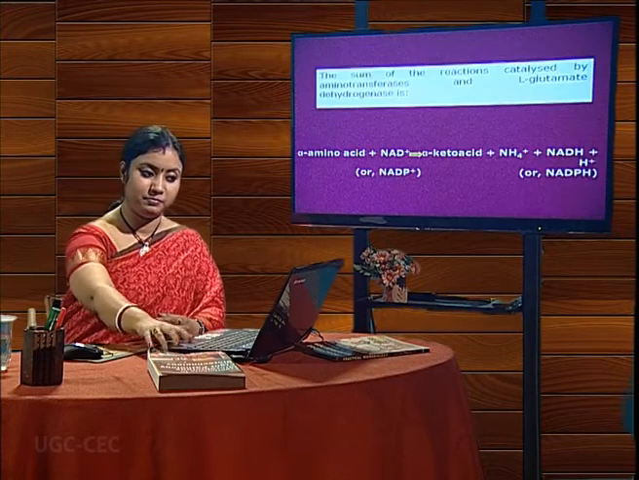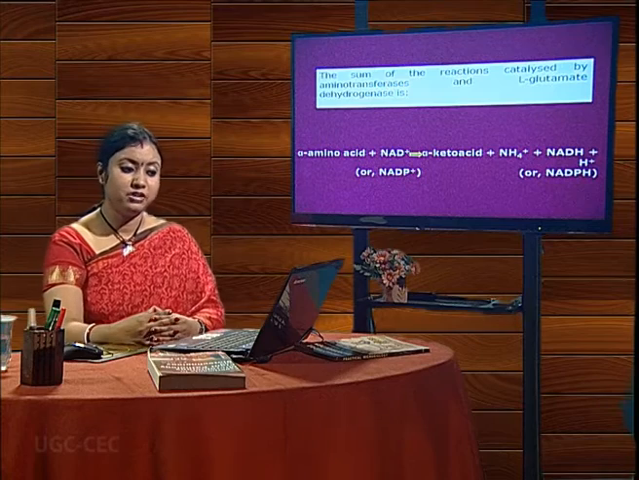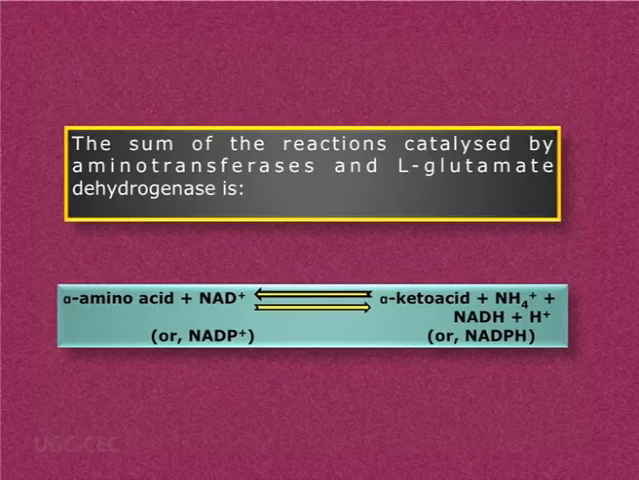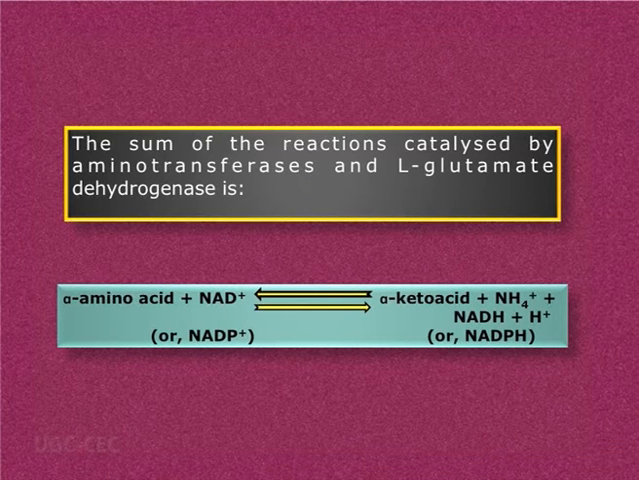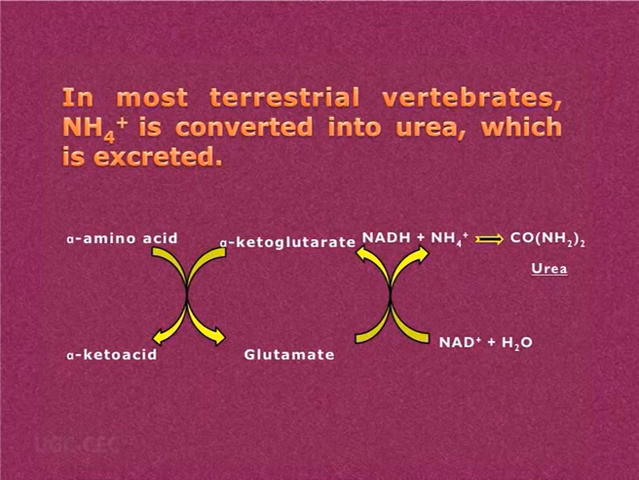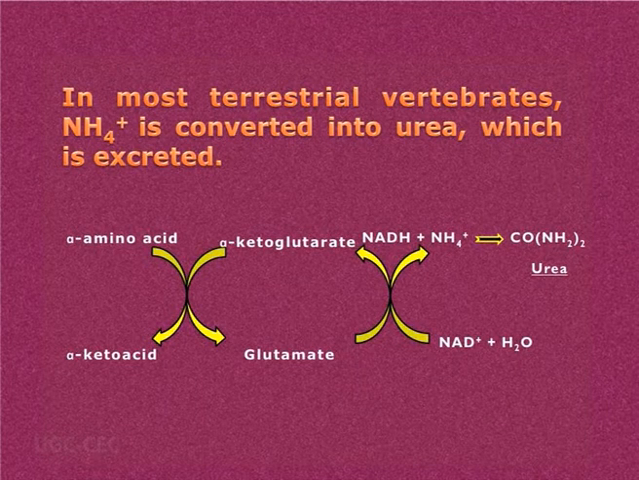is PLP. The sum of the reactions catalyzed by aminotransferases and L-glutamate dehydrogenase is as follows. Alpha amino acid reacts with NAD+ or NADP+, resulting in the production of alpha keto acid, ammonia, and NADH, H+ or NADPH. Now to summarize, the transamination and deamination reactions result in the formation of ammonia, which is ultimately converted to urea and then excreted.